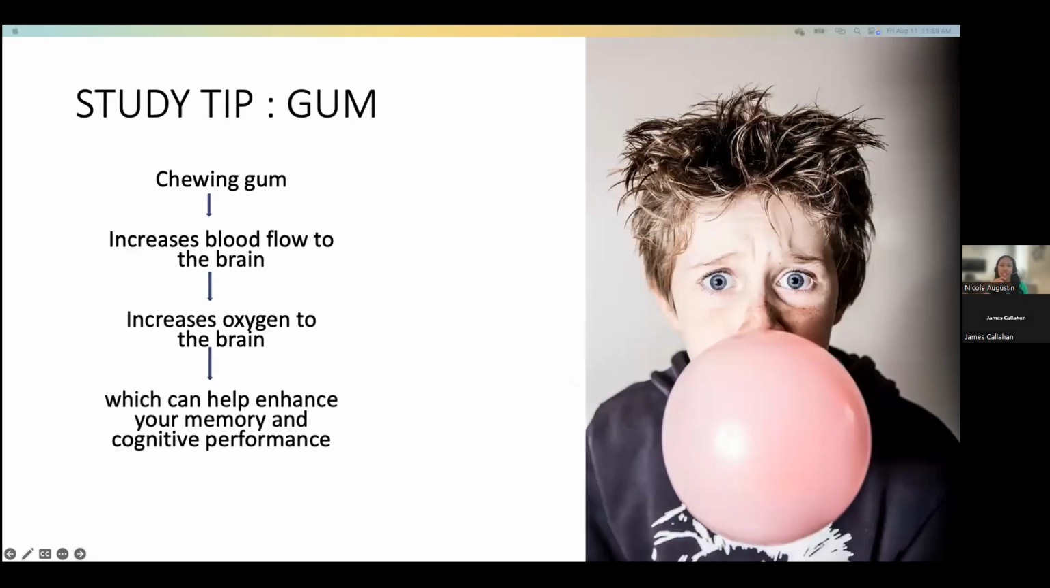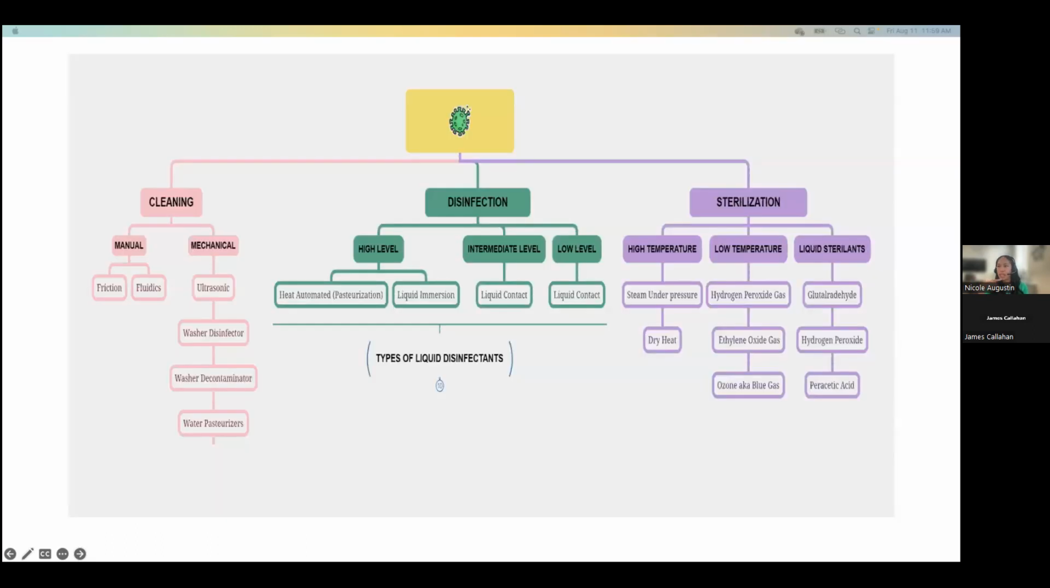Study tip, gum. Did you know that chewing gum increases blood flow to the brain, increases oxygen to the brain, which can help enhance your memory and cognitive performance? Here, I created a table that made it easier for me to divide the different types of cleaning, disinfection, and sterilization. I'll be going over this table again in my next slide whenever I discuss each topic.